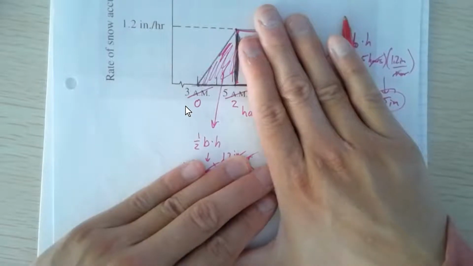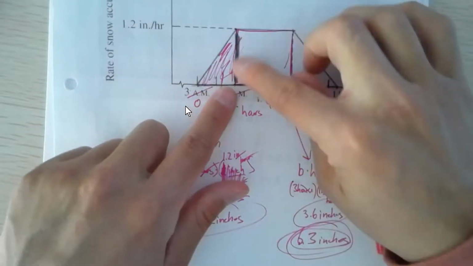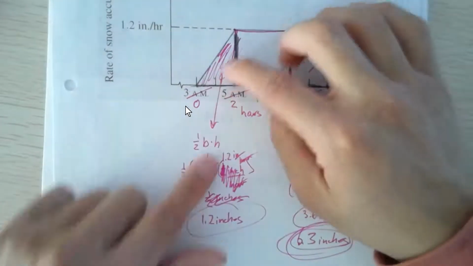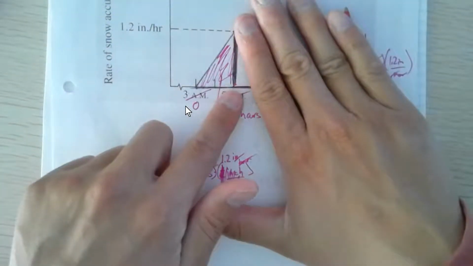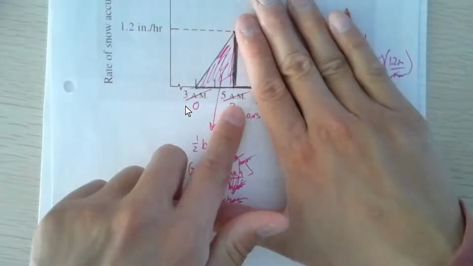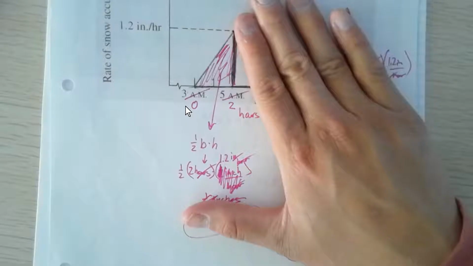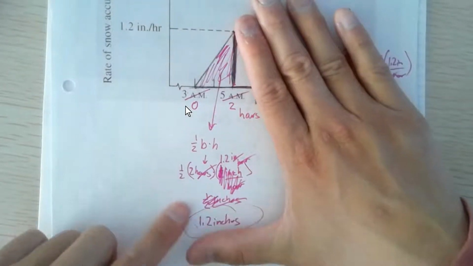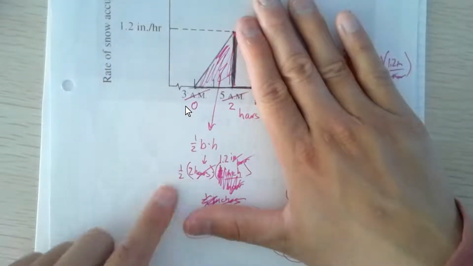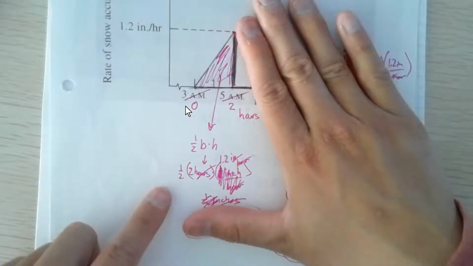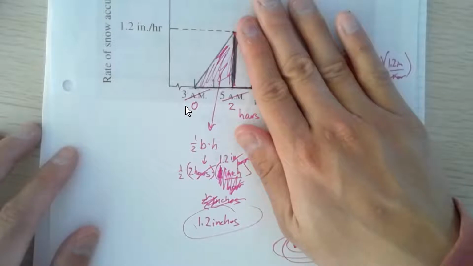And then the height for all three of these sections is 1.2 inches per hour. I multiply it by the base, which is from 3 a.m. to 5 a.m. I said that's 0 to 2 hours. It doesn't really matter. Either way, it's 2 hours. So I multiply, I know it's really hard to see, but that's 1/2 times 2 hours times 1.2 inches per hour. And at the very end, I got around 1.2 inches.